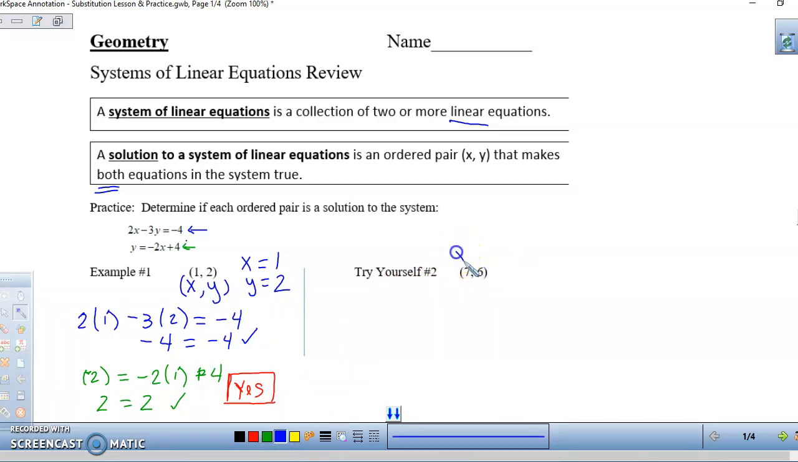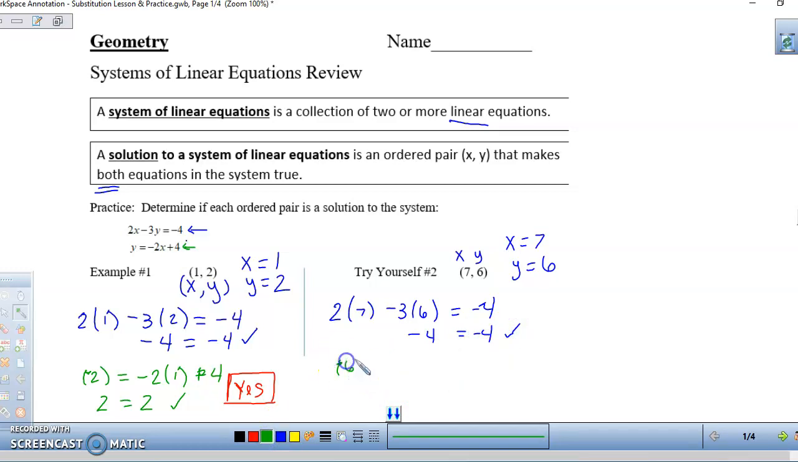Okay, welcome back. So this is going to be x and this is going to be y. So x is 7 and y is 6. And again, you're going to plug into the same equations here. So 2 times, in this case 7, minus 3 times 6 equals negative 4. Again, you could use a calculator, but this is 14 minus 18. So that's negative 4, which is negative 4. Okay, that one checks out. However, you do have to check both equations.